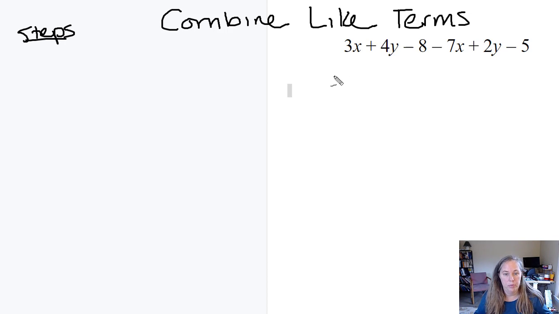So you can get your notebook set up, get the title, copy down the example, press pause, get your stuff set up, and when you're ready, you can unpause. I'm going to give you the steps and then show you how to do it.